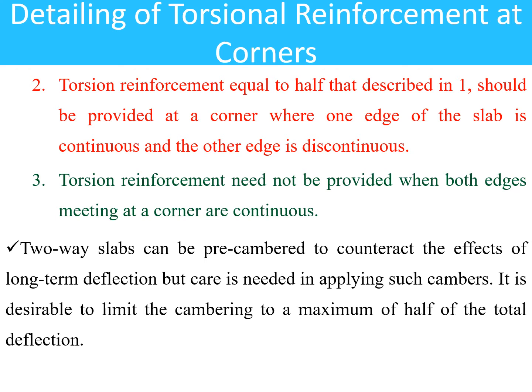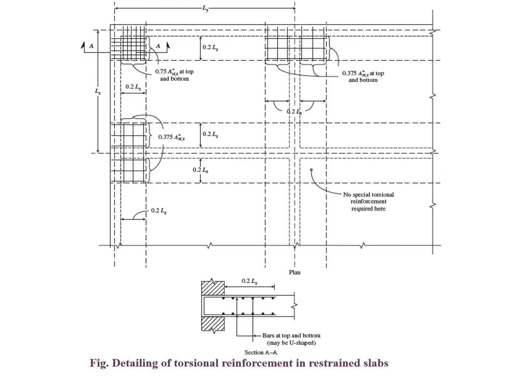Two-way slabs can be pre-cambered to counteract the effect of long-term deflection, but care is needed in applying such cambers. It is desirable to limit the camber to a maximum of half of the total deflection. This is the reinforcement detail for the torsional reinforcement, which can be provided for a distance of 0.2 times L at both ends.